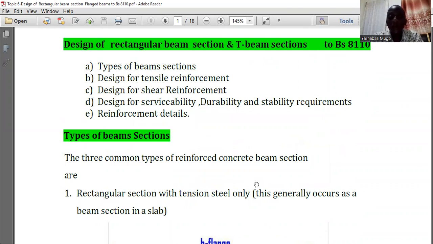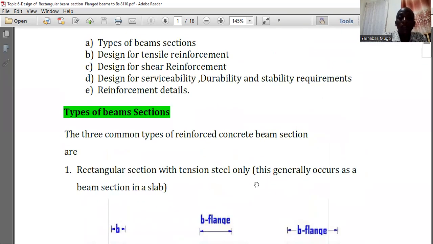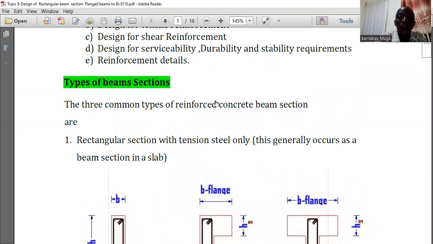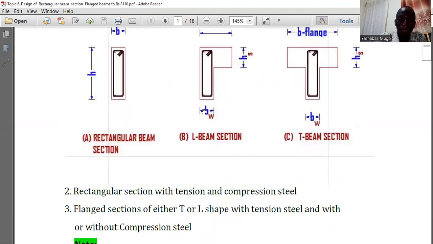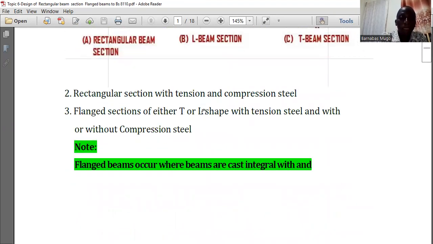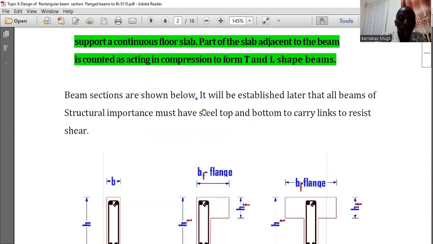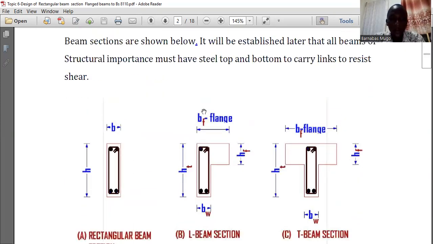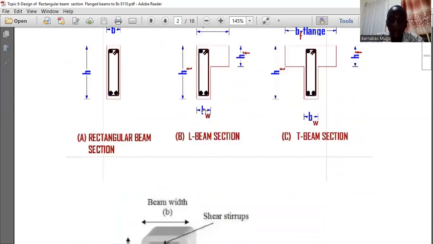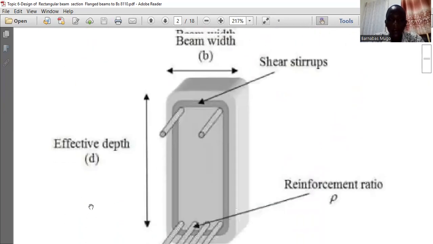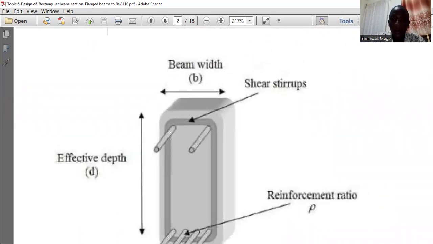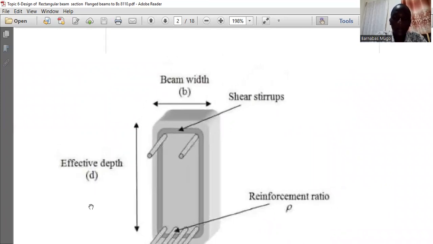That is the type of the beam section. Then we are going to design for the tension reinforcement, design for the shear reinforcement, and design for the serviceability and also the reinforcement detail. So I'm going to just show you some of the ways that we design when we look at the beam section.